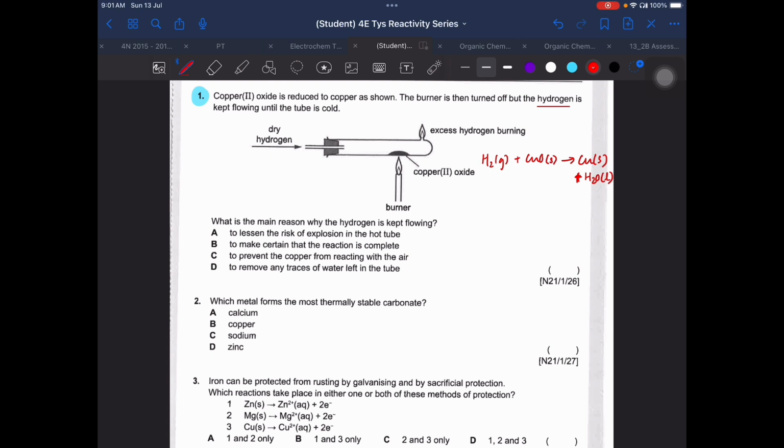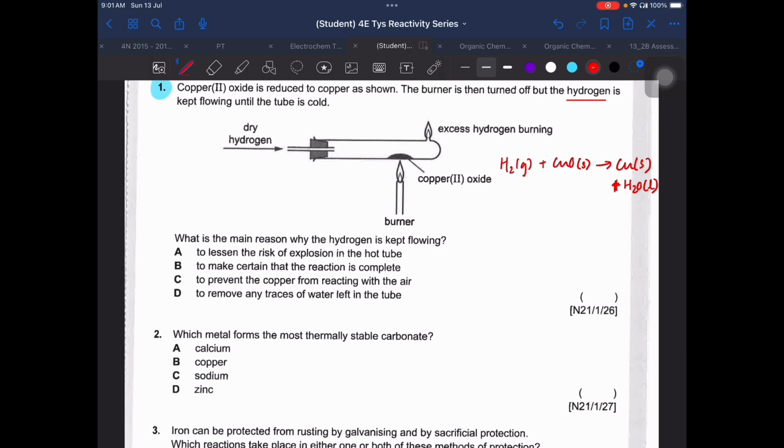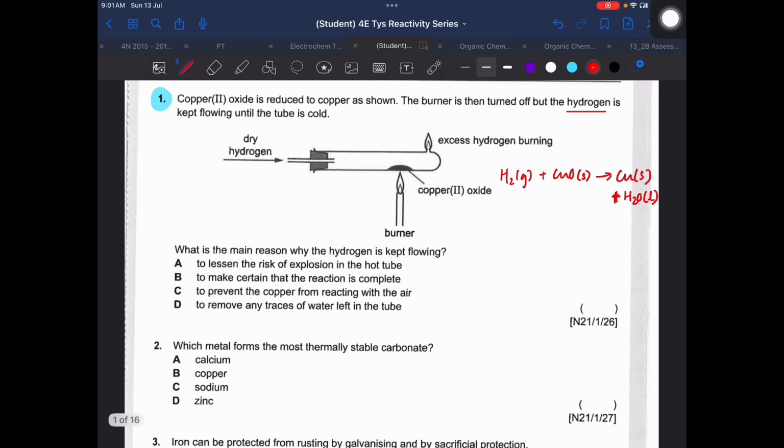In this question, they're asking why the hydrogen is kept flowing even after the Bunsen burner is turned off, until the whole tube has cooled down. This question doesn't talk about anything we have learned in the syllabus or the notes, but it wants the students to think a bit deeper about what could have happened if hydrogen were switched off. So let's go through the scenario.